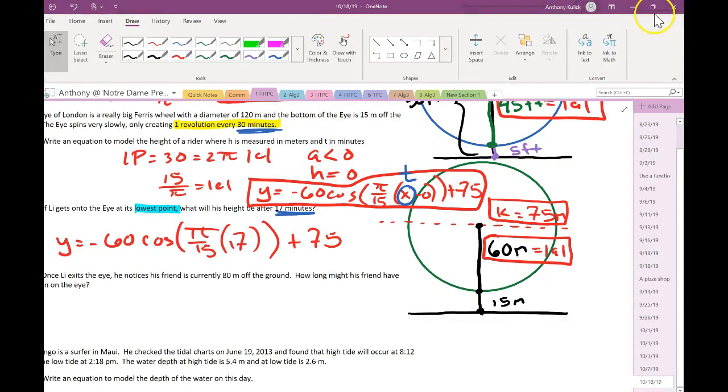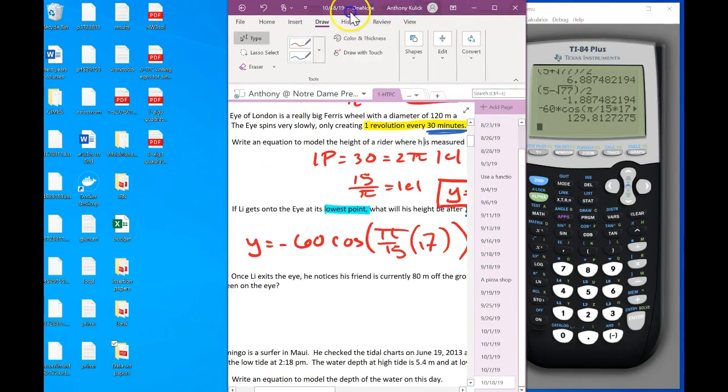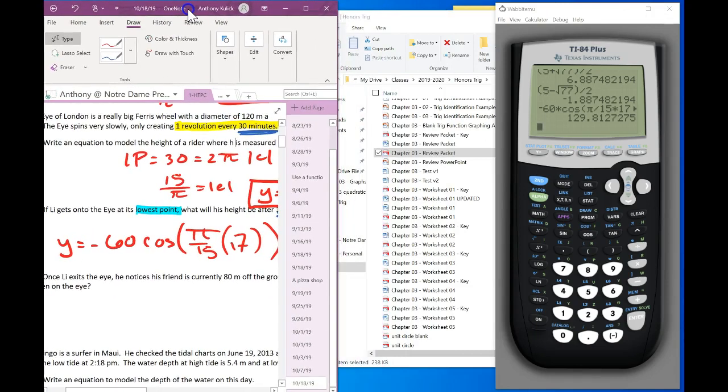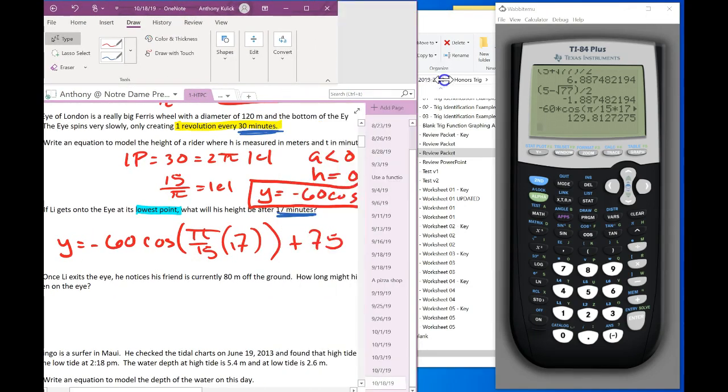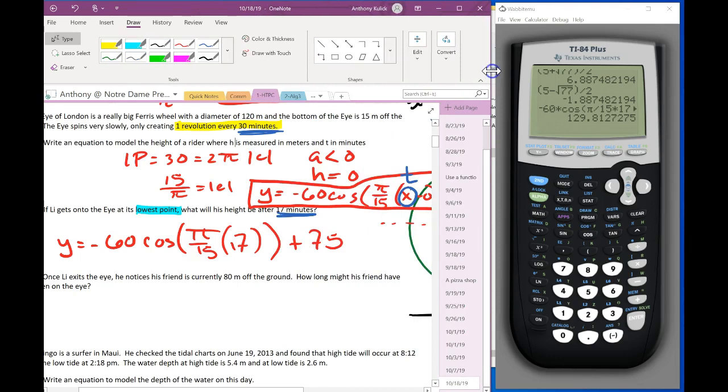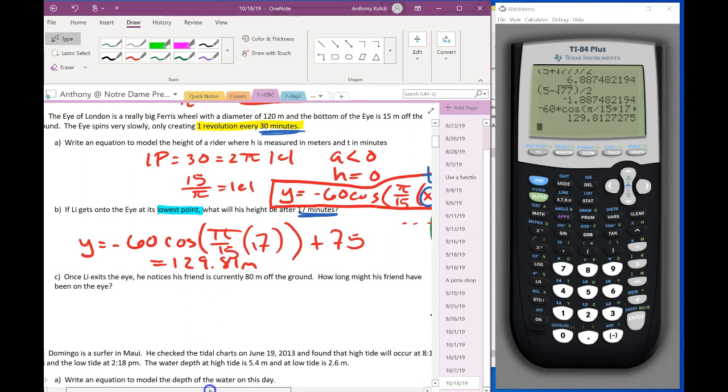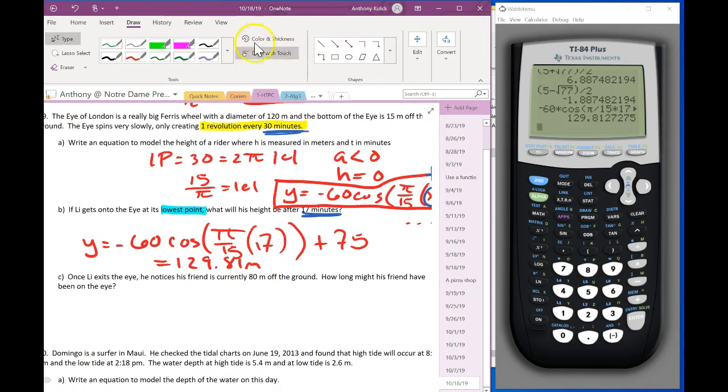Wrong mode is the correct answer there. It's very possible you're still in degree mode if you think you're plugging this in correctly and you're getting something that looks like a nonsense answer. That would be the first thing that I would check. So, are you good with that? Yeah. Okay.